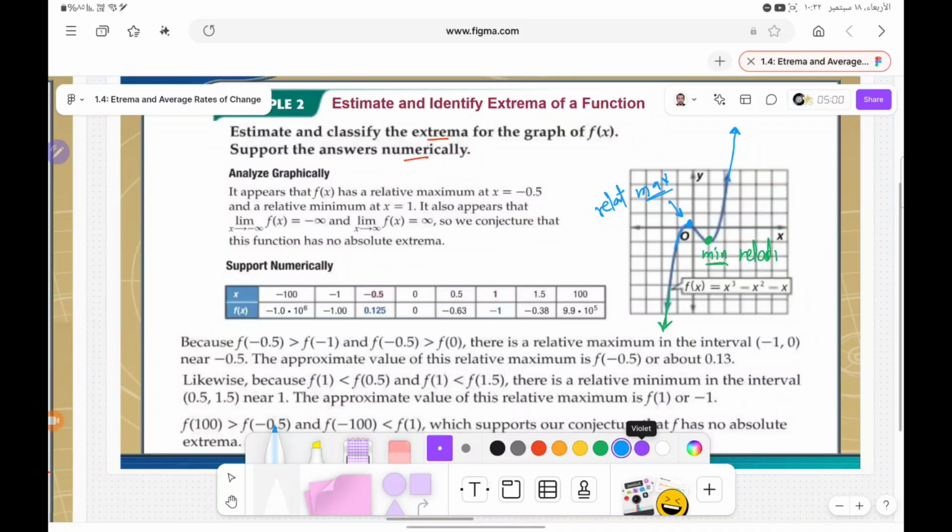Okay, what's the meaning of extrema? Extrema is a word that represents maximum and minimum. So if I'm mentioning maximum and minimum together, I'm just saying extrema. No absolute extrema means no absolute maximum and no absolute minimum.